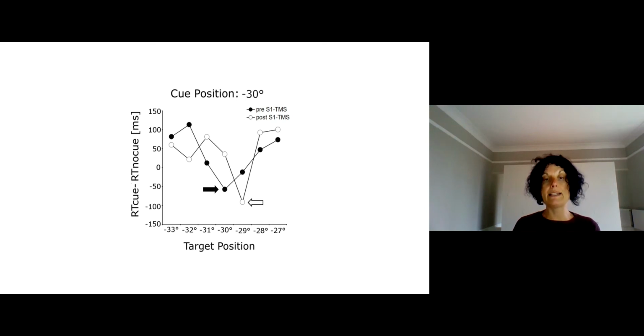So on the x-axis, you see the position of the target. And on the y-axis, you see a difference between the reaction time in the presence of the cue and the reaction time in the absence of the cue. So if the cue successfully directs attention to its location, then the reaction time in the presence of the cue should be lower than the reaction time in the absence of the cue.